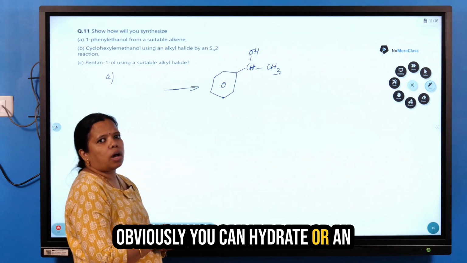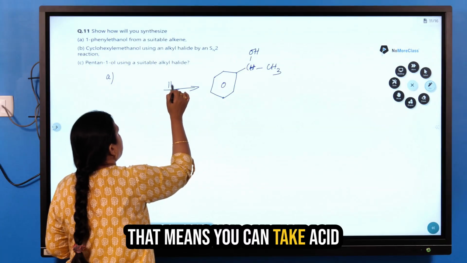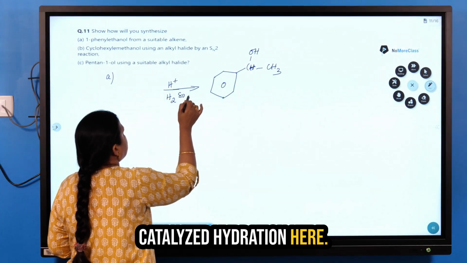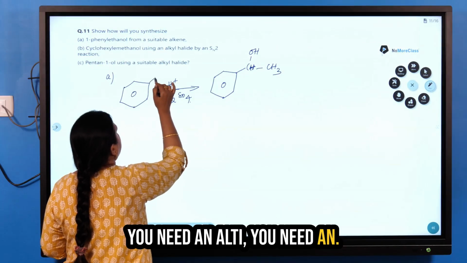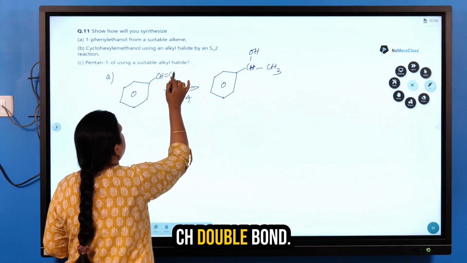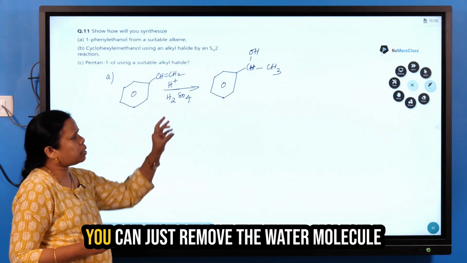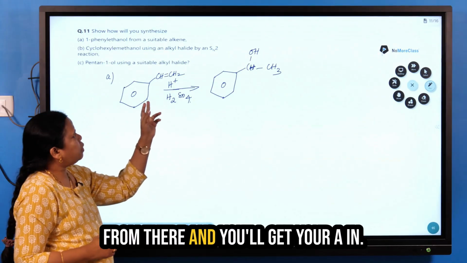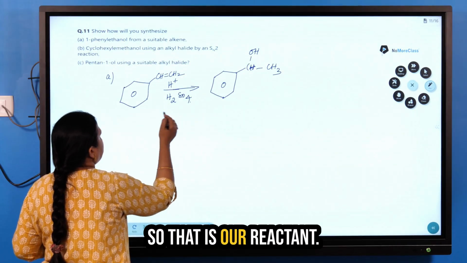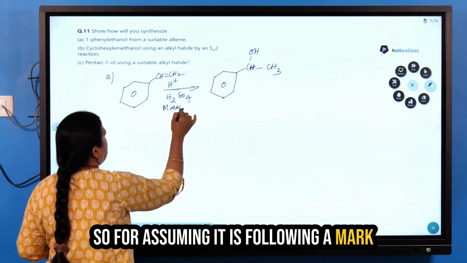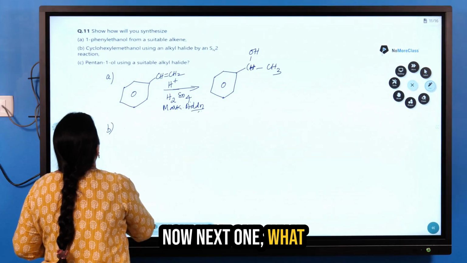Obviously, you can subject it to acid catalyzed hydration. That means you can take acid catalyzed hydration here. So for that, what do you need? You need an alkene, CH double bond CH2, wherever you have the OH group. So how to work out such problems? You can just remove the water molecule from there and you'll get your alkene. So we have got the alkene here. That is our reactant. Assuming it is following a Markovnikov addition reaction.